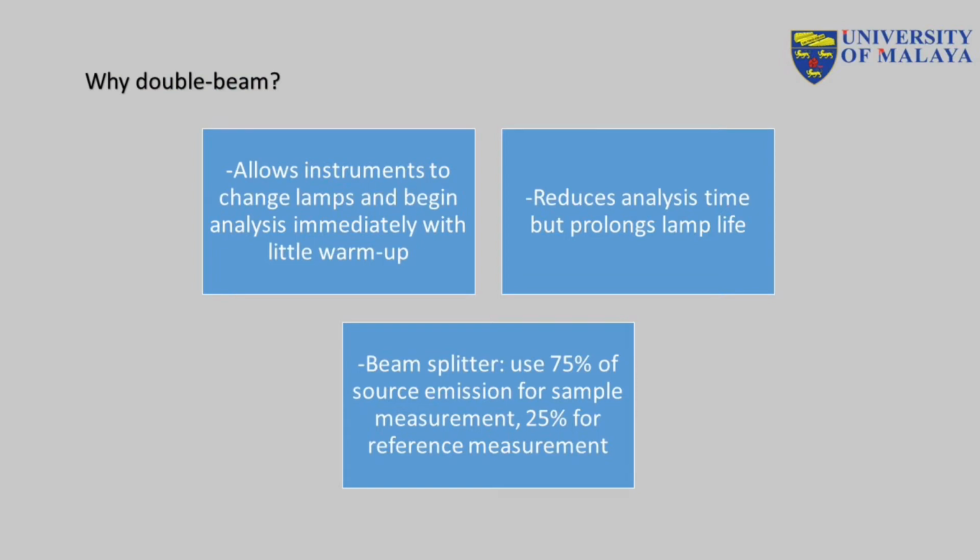In this analysis, a double beam system which uses a beam splitter to generate sample and reference beams may use 75% of the source emission for the sample measurement and only 25% for the reference measurement. Using such techniques, double beam instruments offer virtually the same signal to noise ratio as single beam systems while enjoying the high speed, automation benefits and operational simplicity of double beam operation.